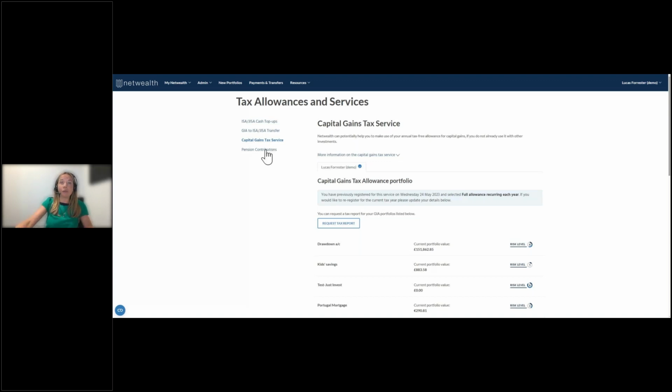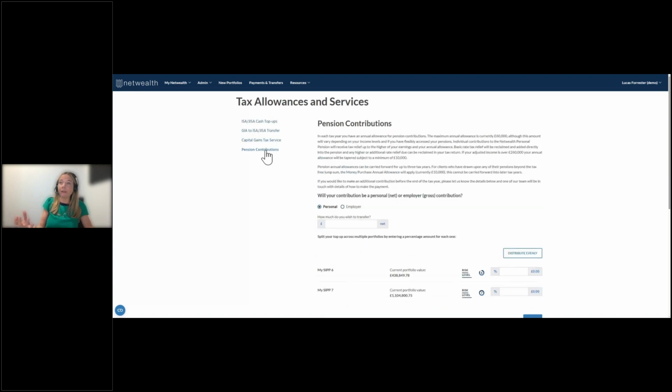Again, pension contributions are something that you should be thinking about each year. It's something that you can instruct us to fund from your general investment accounts or your ISAs. But equally, it may be that you have an employer contributing to these each year as well. And it's a slightly more complicated area.